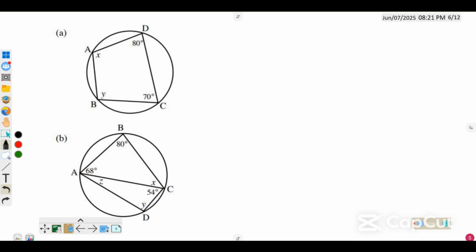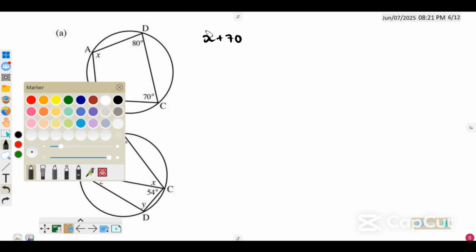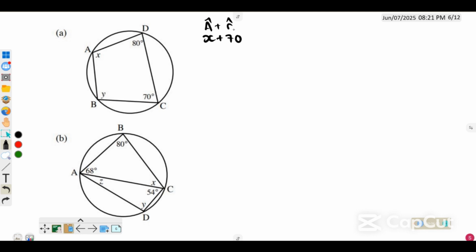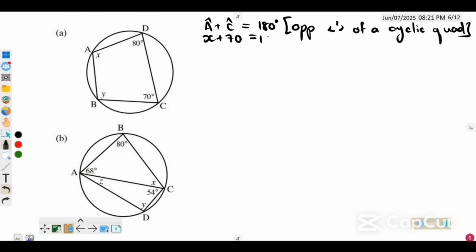First of all, we need to decide, is A, B, C, D a cyclic quadrilateral? Yes, it is, because all the points A, B, C, and D lie on the circumference of the circle, forming that four-sided figure, right? So by default, we should have X plus 70 degrees. In fact, this starts from angle A added to angle C, which should give us 180 degrees. Reason? Opposite angles of a cyclic quad, like that. And then we have X plus that, which is 180 degrees. By default, X will equal 180 minus 70, which is 110 degrees.